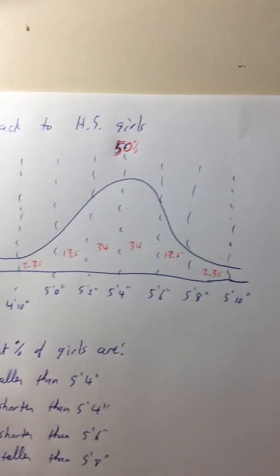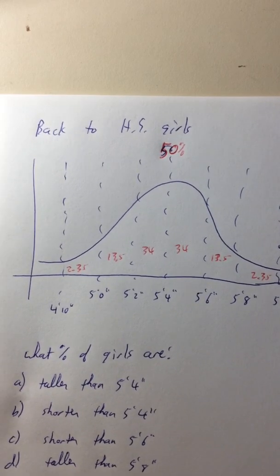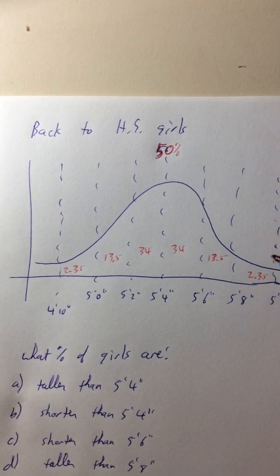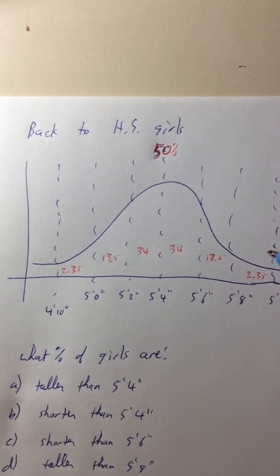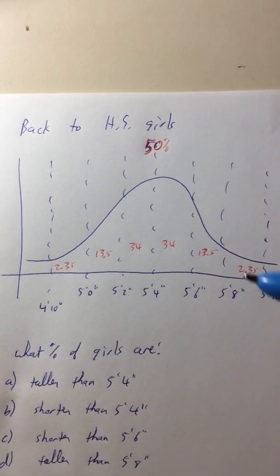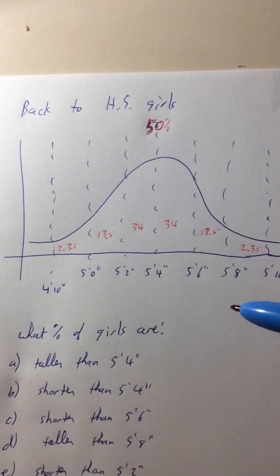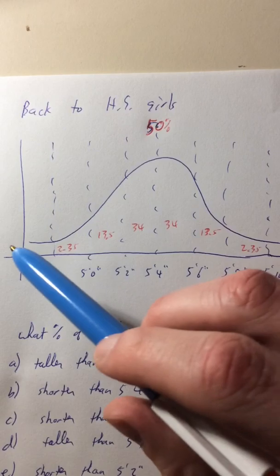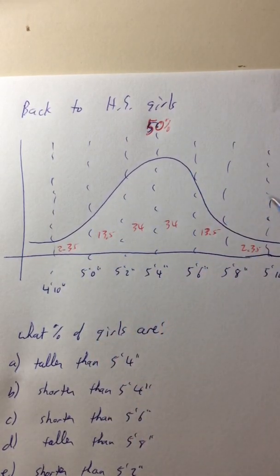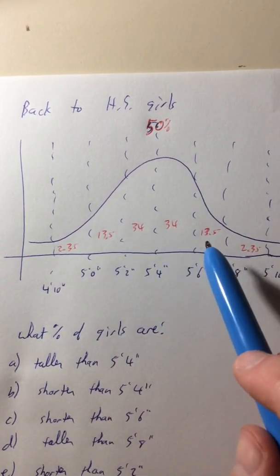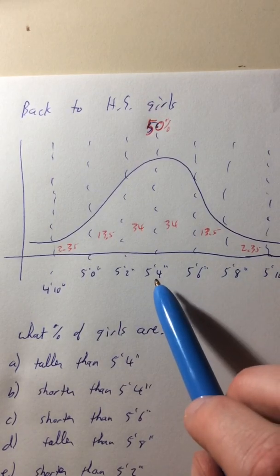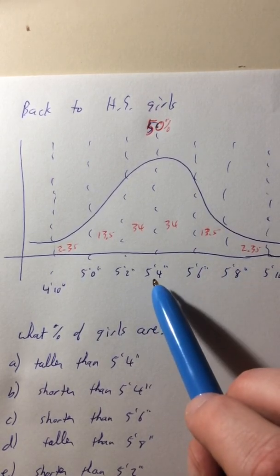So we can use those to help us find the percent of any group that is above or below a certain value. And again, we're just going to stick with girls here because we're familiar with that concept, and everyone has experience with that sort of thing. So here is our bell curve with all of our percentages and all the heights that we already talked about. So again, the mean is 5'4".